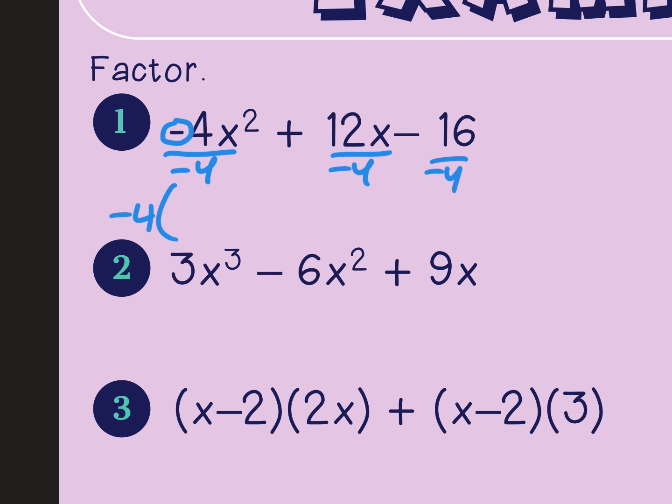So I have x squared. What's 12 divided by -4? -3x. And then what's -16 divided by -4? +4. All right. In this case, we would then say, okay, this is a trinomial. Are there factors of 4 that multiply to give me 4, positive, but add to give me a -3? No. All right. We're not going to factor past this right now.